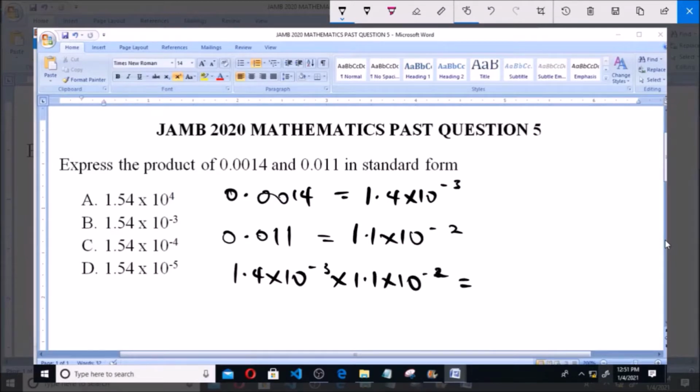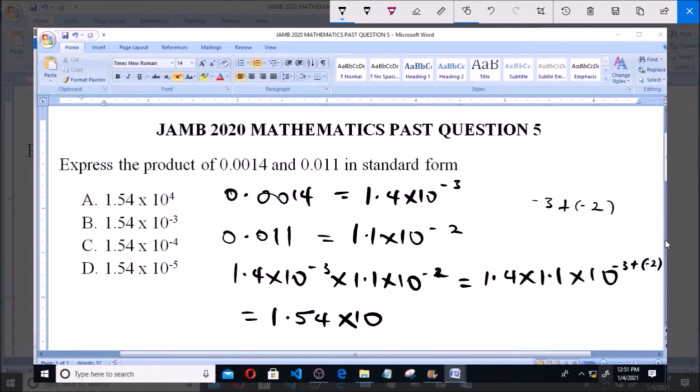Now, this is equal to 1.4 times 1.1 times 10 raised to the power of minus 3 plus minus 2. So 1.4 multiplied by 1.1 will give us 1.54 multiplied by 10 raised to the power of, now minus 3 plus minus 2 is equal to minus 3 minus 2, and that is equal to minus 5. So raised to the power of minus 5, and this is the answer to this question, which is option D.